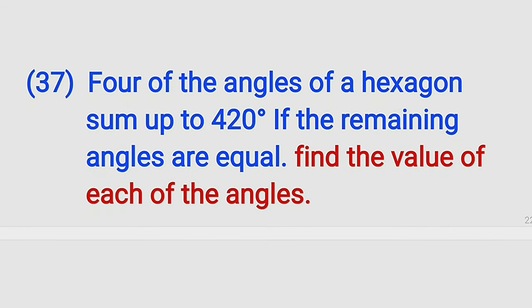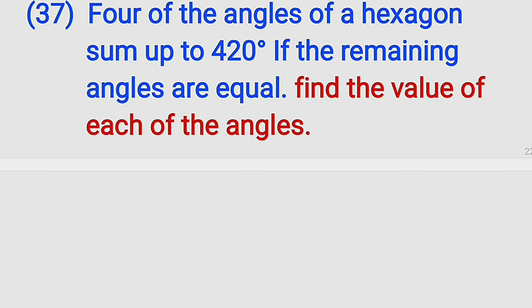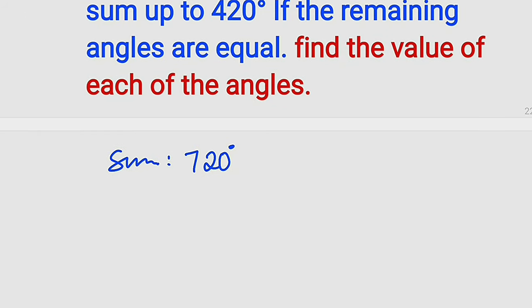Question number 37 reads, 4 of the angles of a hexagon sum up to 420 degrees. If the remaining angles are equal, meaning they are identical, we are asked to find the value of each of the angles. Alright, first of all, you should know that the sum of all the interior angles of a hexagon equals 720 degrees. But suppose you don't know, let me show you how to find them.